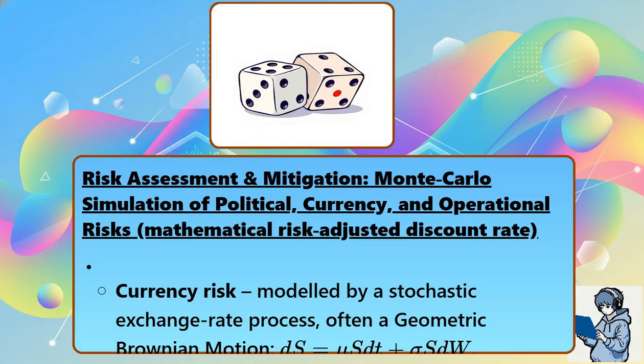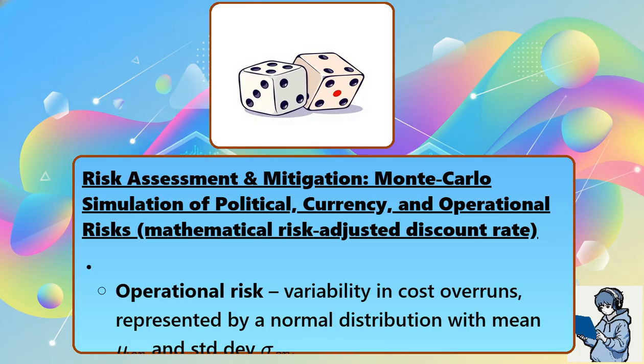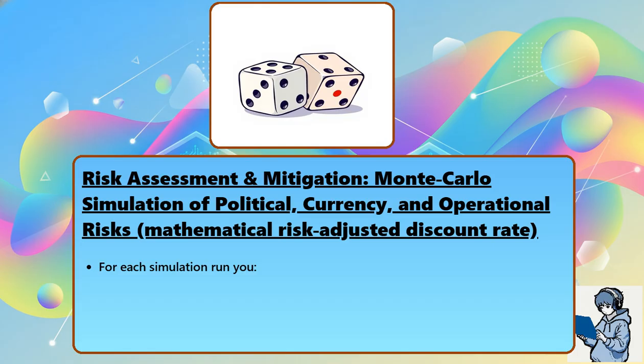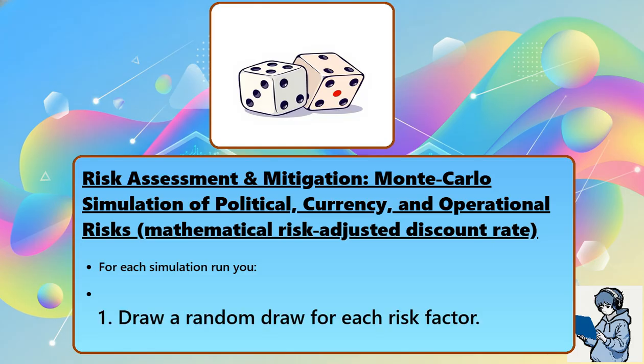Currency risk, modeled by a stochastic exchange rate process, often a geometric Brownian motion dS equals mu S dt plus sigma S dW. Operational risk, variability in cost overruns, represented by a normal distribution with mean mu sub-op and standard deviation sigma sub-op. For each simulation run, you draw a random draw for each risk factor.